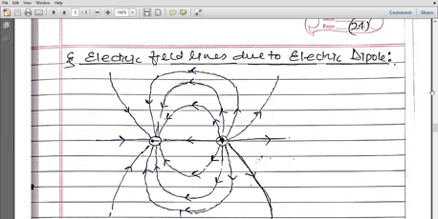Just memorize these two expressions, and these two topics are very important because numericals are generally asked from this topic, to find the electric field intensity due to an electric dipole on its equatorial and on its axial point.